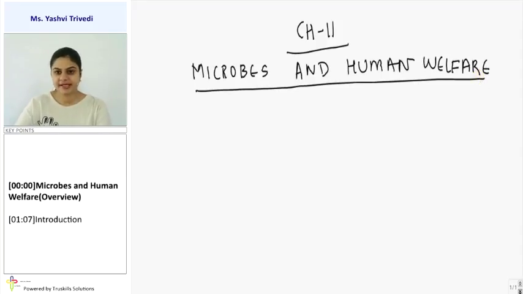In this chapter, as you know from the name itself, we are going to cover two main topics. First is the different types of microbes which are there on the earth. And second is particularly those microbes which are being used for human welfare. Human welfare means those which are being used for some of the good things in human life. So that is what we are mainly going to cover in this chapter. First of all, let us see the introduction of the chapter.